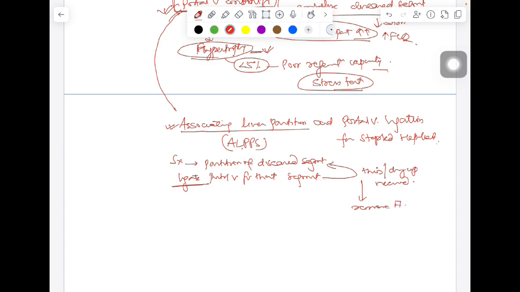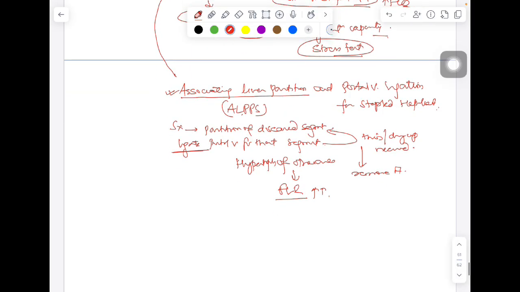Okay, then you remove it in a second surgery, and there is hypertrophy of the other area, so the functional liver residue will increase. Thereafter a surgery can be done. So it helps. Now the other method to increase FLR is two-stage hepatectomy.